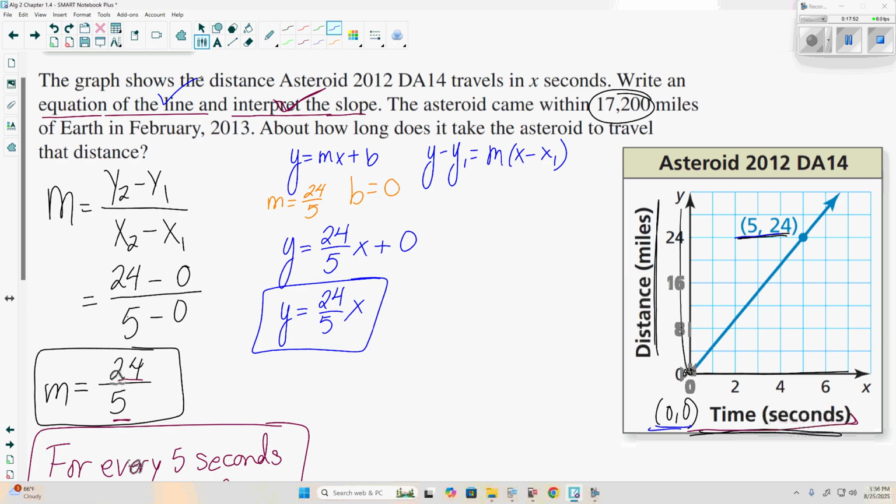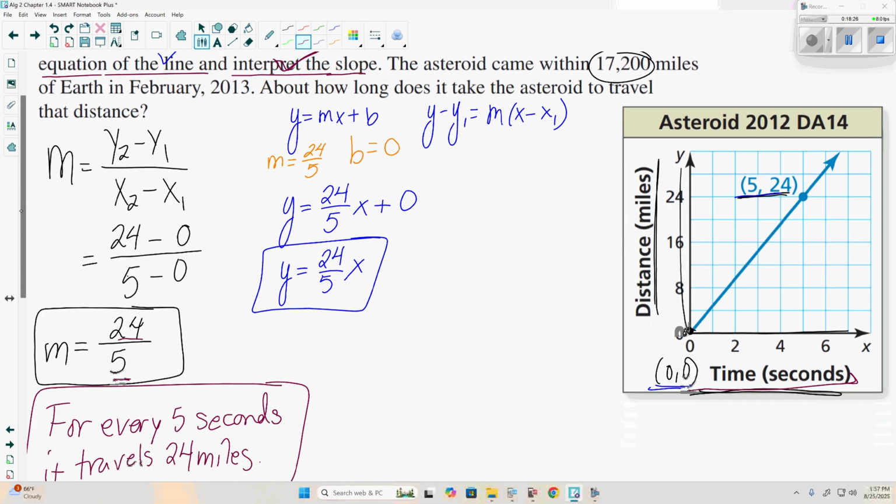Questions on how we found the equation of a line? Questions on any of this so far? So did we answer everything? We interpreted the slope, yes? Found the equation of a line. But it did ask one other thing about how long does it take the asteroid to travel that distance, that 17,200 miles. So we need to figure out that last part of the question.